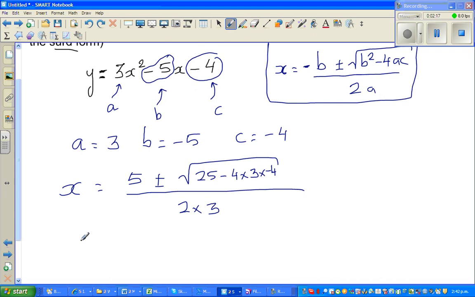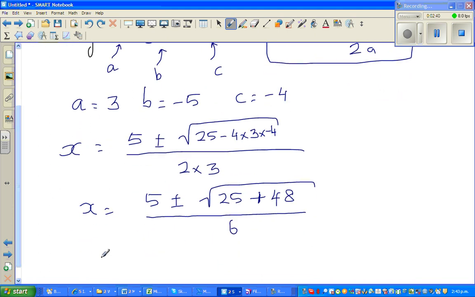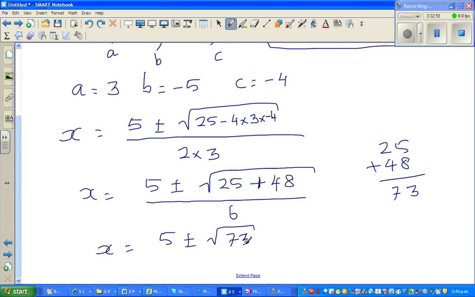So x is equal to 5 plus or minus square root of, this is 25, this is negative, times negative makes positive. 4 times 3 is 12, and 12 times 4 is 48. Okay, we'll check this on a graphic calculator, over 6. So here x is equal to 5 plus or minus square root of 25 plus 48. Okay, so this is 73, if I'm not wrong. Yeah, it's plus or minus square root of 73, over 6.